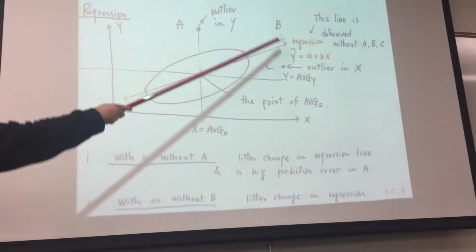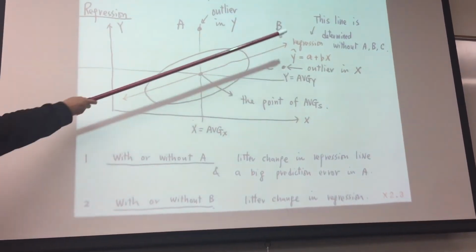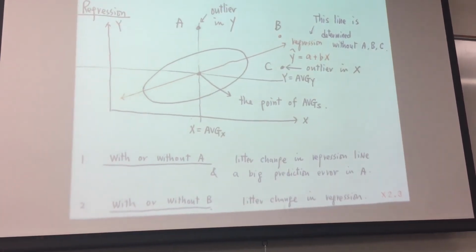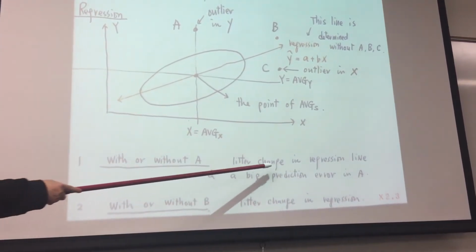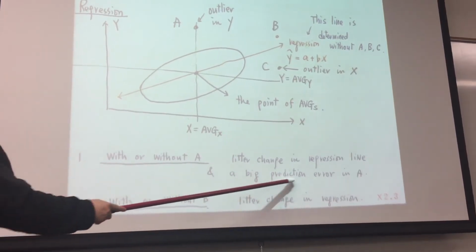You don't have B, you don't have C. You have only A. Now, this is a football-shaped scatter plot. This is the best-fit line. And when you add A to the graph, how are you going to affect the regression line? The answer is: little change, almost no change in the regression line. And therefore, a big prediction error at A.